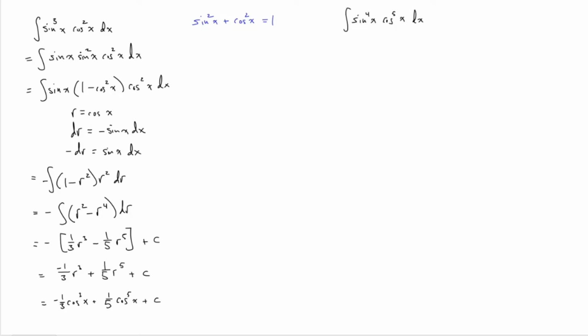All right, you try this one. Try to leave a single power of the cosine behind and turn everything else into powers of the sine, and then let r equal the sine of x and do your substitution from there. Give it a moment, a minute, 2 minutes, however long it takes. Pause the video. When you're ready, start it back up again, and we'll do it together.